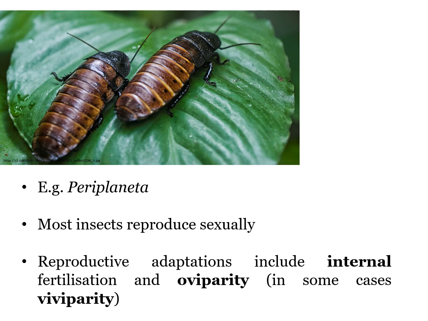Guess what is our example today? Yes, it's cockroaches. In general, most insects reproduce sexually. Their fertilization is internal, and the embryonic development is oviparity in some species, and in some other species, viviparity.